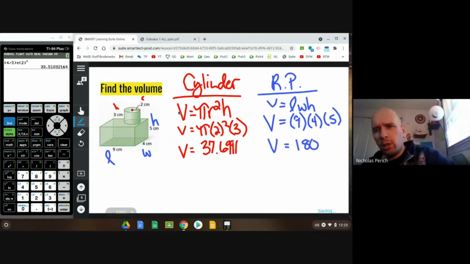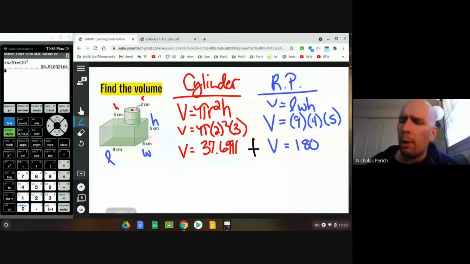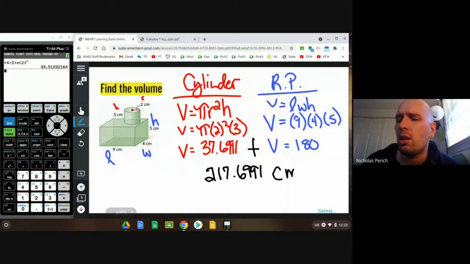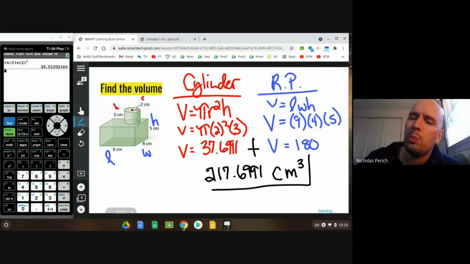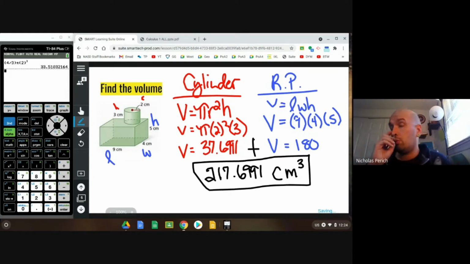So I have a cylinder and a rectangular prism glued together. So the total is going to be when I add these guys. 37.6991 plus 180 was 217.691 centimeters cubed. Questions?